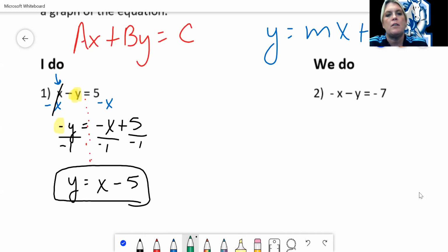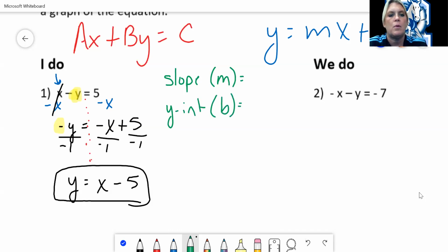Now we were supposed to identify the slope. The slope, they use the letter m, and the y-intercept, which is the letter b. So right here, y equals mx plus b. B is the number here that is added or subtracted, which gives me -5.